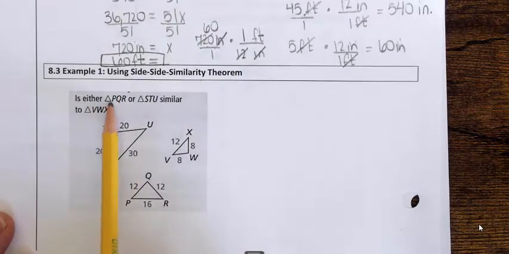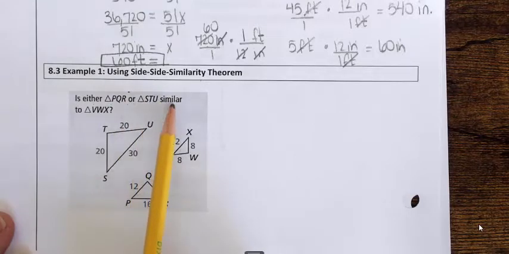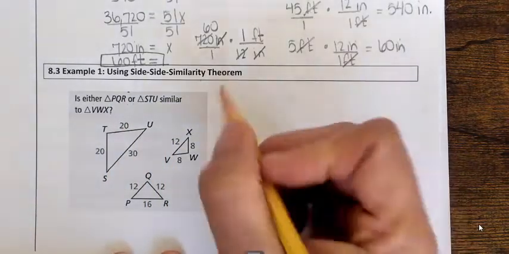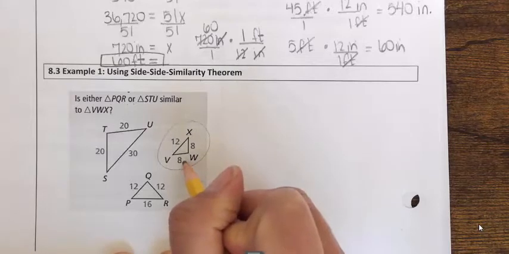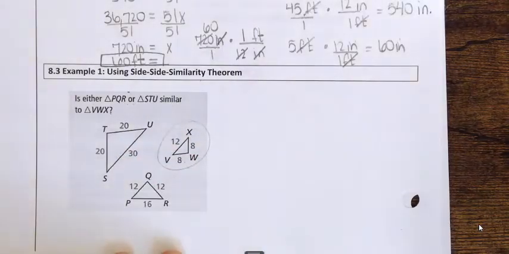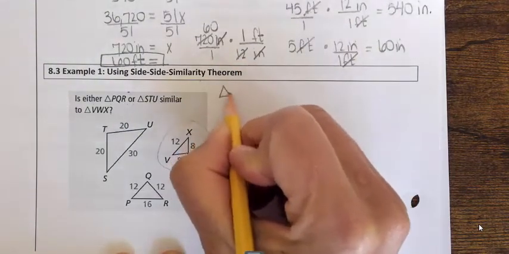Is either triangle PQR or triangle STU similar to triangle VWX? So for VWX, we're going to set up a proportion where we test the sides of this with the sides of either this one or this one, and we're going to see if it's similar to either one. So how about I'll start with triangle PQR.